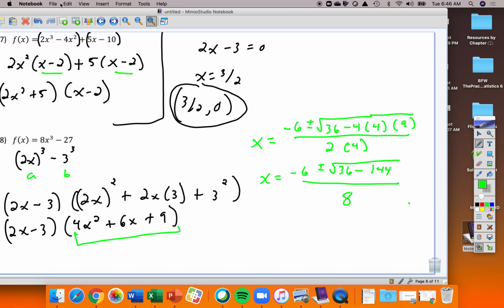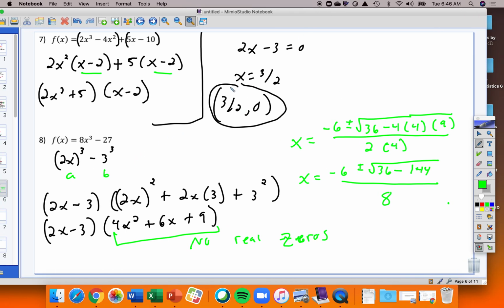So this thing gives me no real zeros. It gives me two imaginary zeros, which means that my function is only going to have one x-intercept, and also two non-real or imaginary solutions. So on a graph, you'll only see this point. So these points do not affect you graphically.